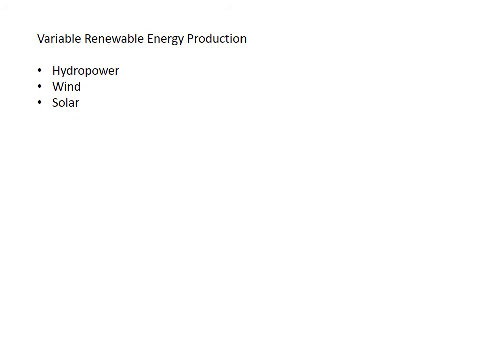So I think this is the last thing we'll talk about: variable renewable energy production. Obviously, this is directly impacted by weather and climate. Hydropower, wind, and solar are all directly impacted by changes in weather and climate.